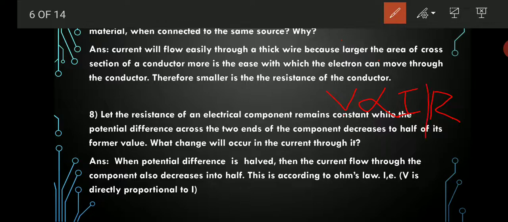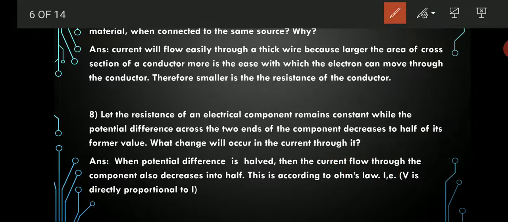Here R is kept constant and the potential difference is reduced to half of its initial value. What happens to the current in the conductor? Potential difference and current are directly proportional. As the potential difference increases, the current also increases in the conductor. As the potential difference decreases, the current also decreases. So when the voltage becomes half, the current also reduces to half of its initial value.